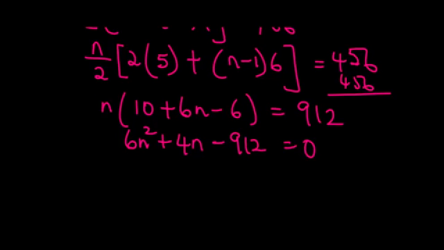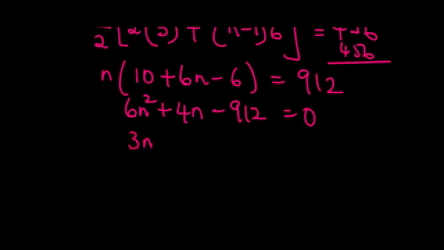It's definitely a multiple of 2, so it's 3n squared plus 2n minus 456 is equal to 0. This is also divisible by 3, but then I'm going to create a fraction, 2/3. Never mind, let's keep it like that. Let's try and see if we can find some factors. Actually, let's not try. Let's actually use the quadratic formula, to revise the quadratic formula.